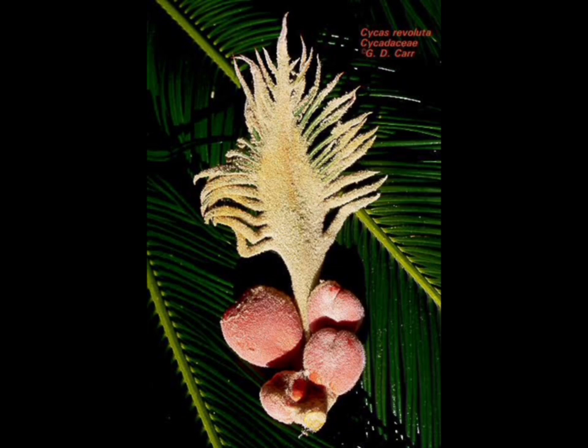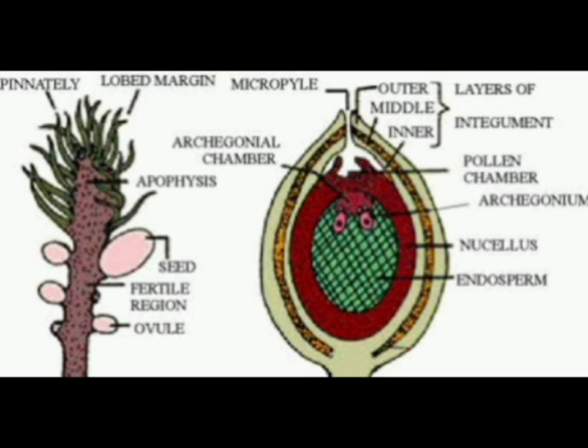So the ovules of CYCAS are said to be orthotropous, that is straight ovules, and they are unitegmic also. The stalk is very short. Now we'll explain about the ovules of CYCAS.